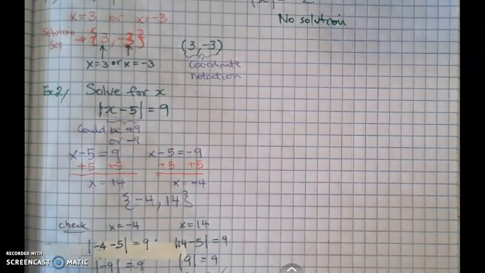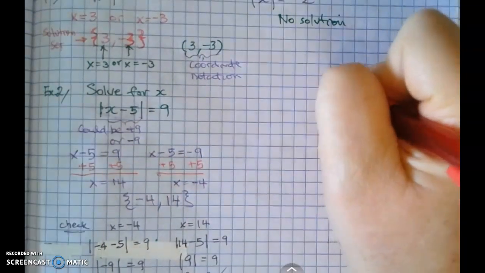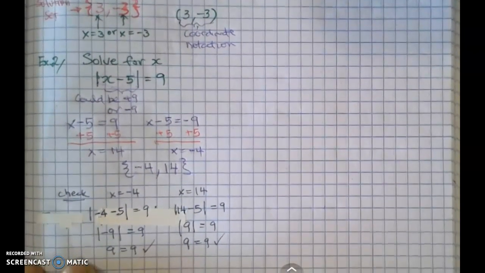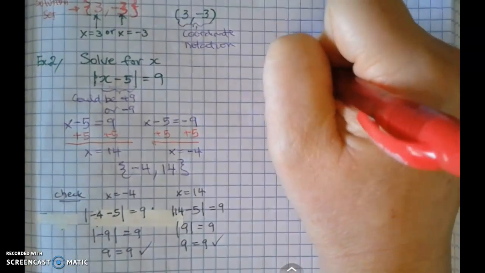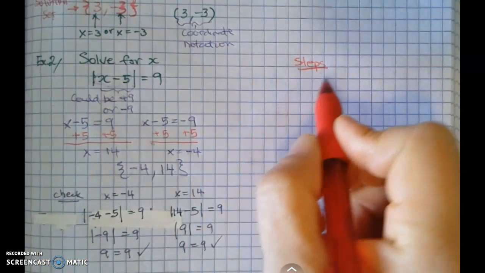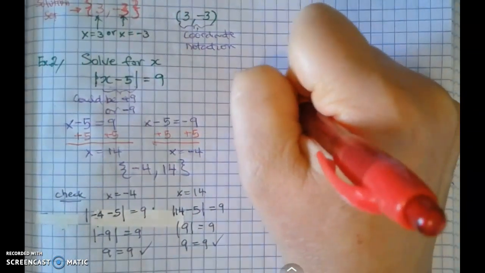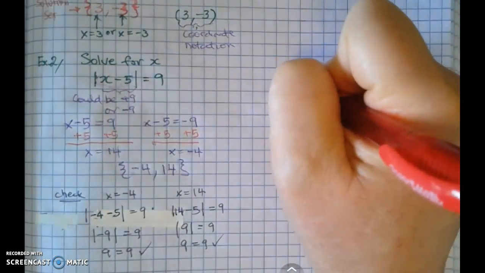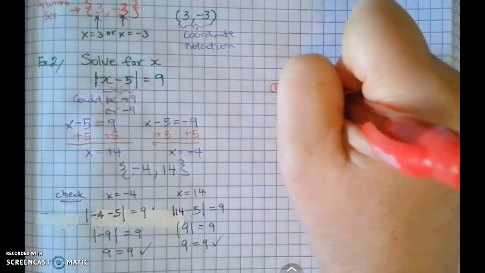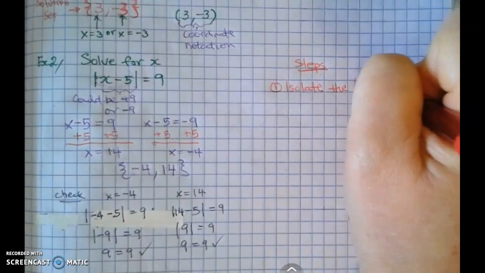To summarize what we did, I am going to write the steps that we did. Oops, I can't really see, I'm sorry. So the steps: number 1 is to isolate the absolute value expression.